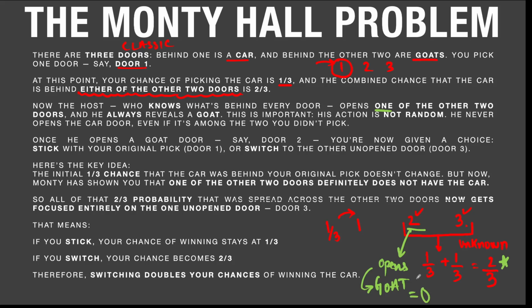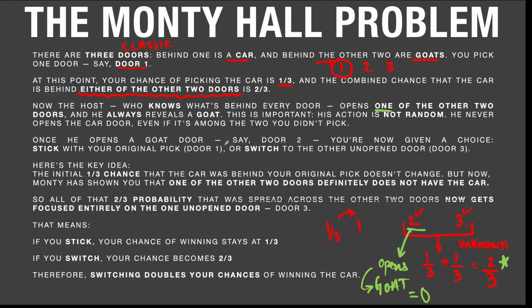Mark my words, I say the probability of getting a car behind door number 2 is equal to 0. Why? Because it has already been revealed that there is a goat behind door number 2. Okay? Now, this is important: his action is not random, and he never opens the car door, even if it is among the two you did not pick.